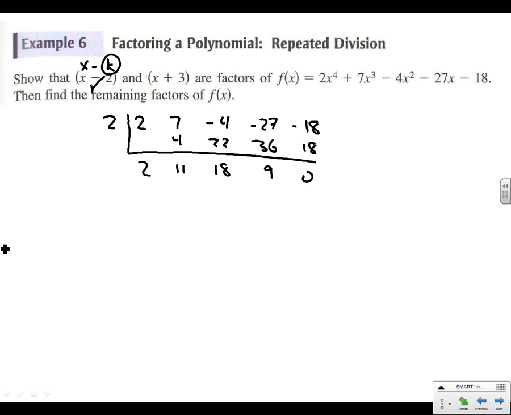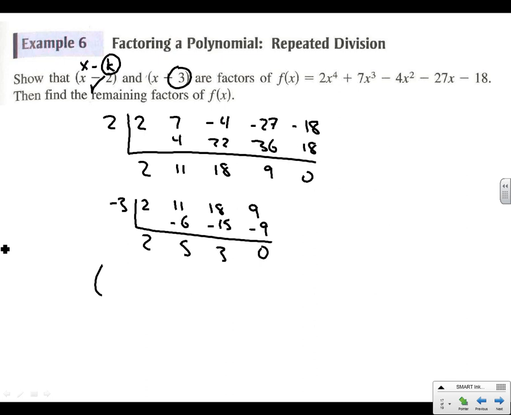All right. Now here's the nice thing. We're going to take our new numbers, negative 3, and try to plug it into the new polynomial. 2, 11, 18, and 9. Let's do this. 2, negative 6, 5, negative 15, 3, negative 9. Hey, look at that. No remainder there either. And so what we've got here is we've just factored this big polynomial into x minus 2, x plus 3, 2x squared plus 5x plus 3.